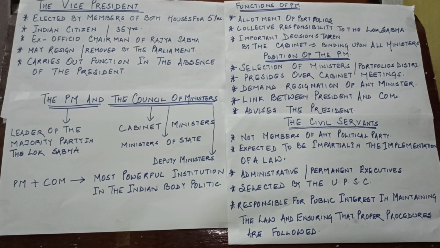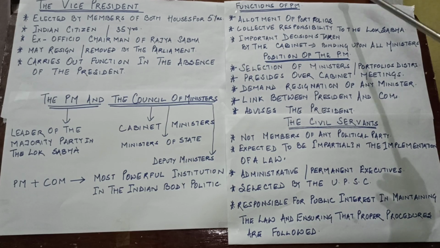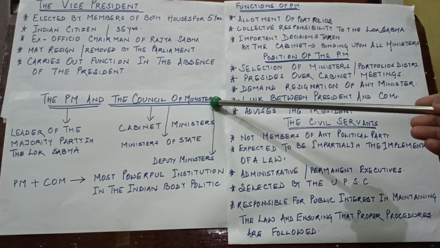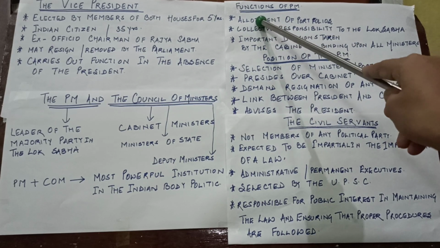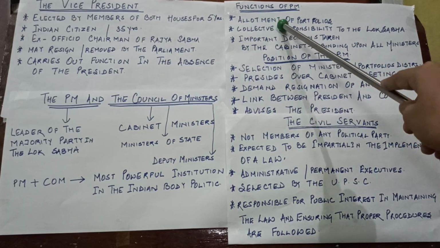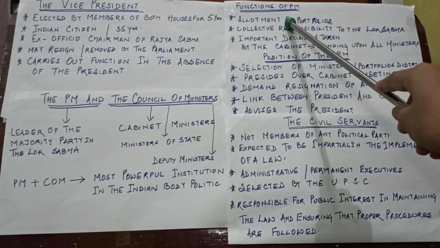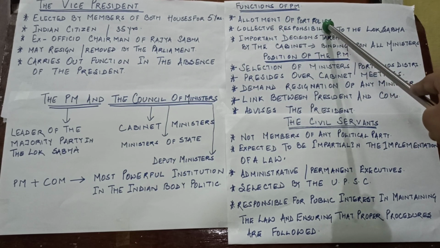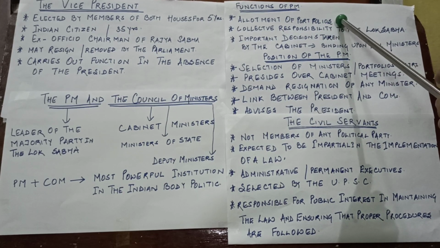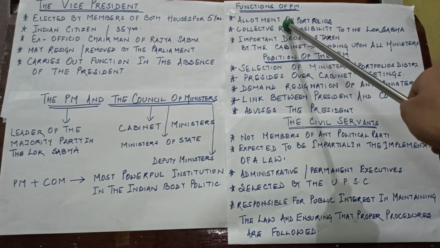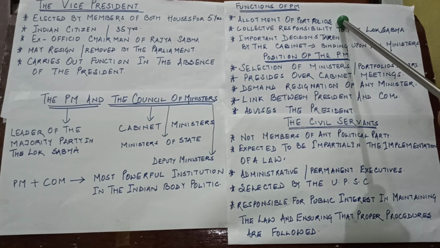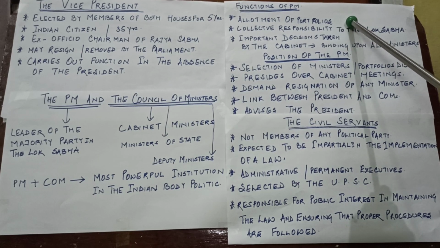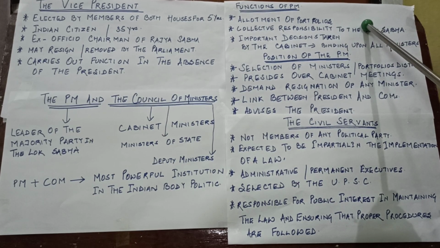Coming on to the functions of the Prime Minister, after selecting his Council of Ministers, the Prime Minister divides different departments to the ministers, which is known as the portfolios. Each and every minister is allotted a particular department called as the portfolios. For example, Minister of Health, Minister of Finance, Minister of Defense, etc.